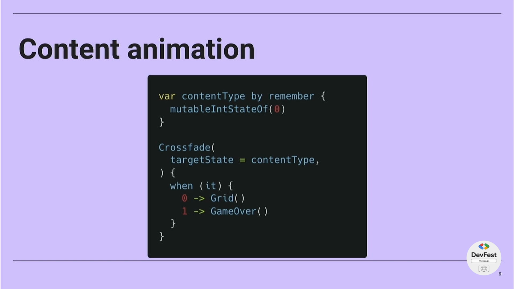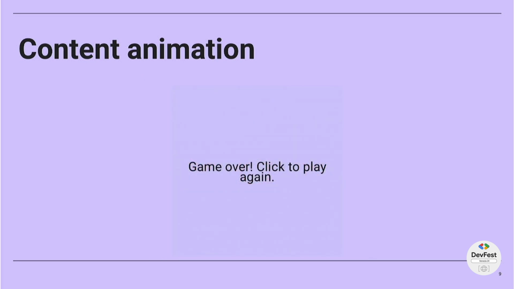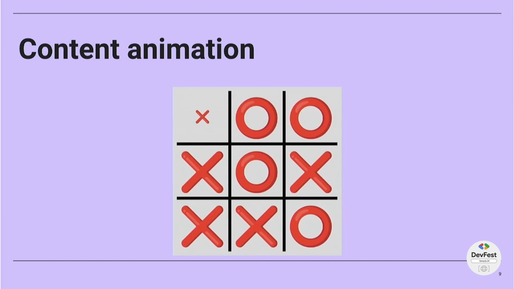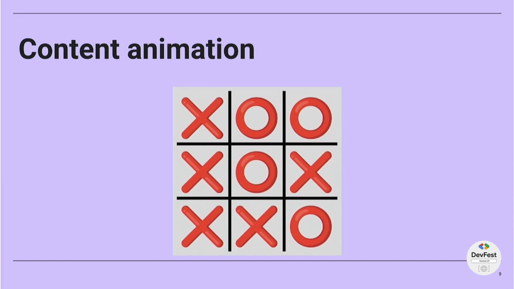This is our state. The code in the game detects that there is a winner, and the state gets updated from 0 to 1. When this happens, there is an animation, thanks to Crossfade, that transitions from the grid to the game over content. And this will be the result. Now, it's not the best of all possible animations, but at least it looks better than what we already had.